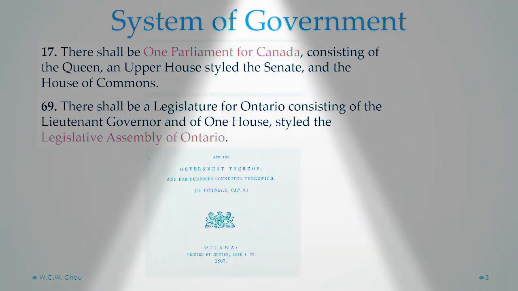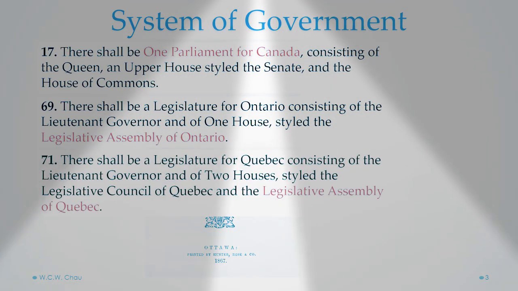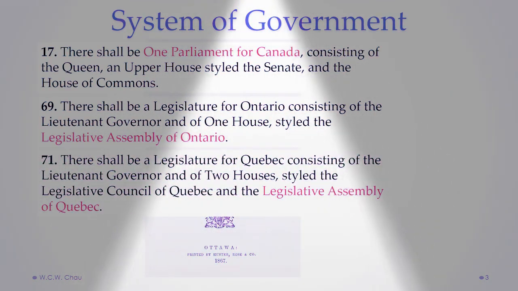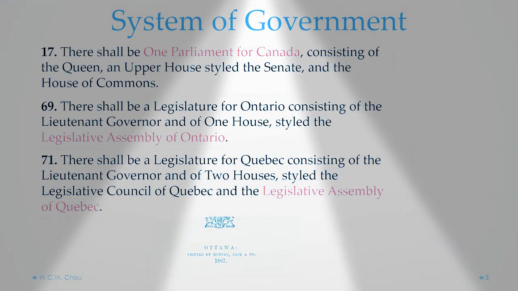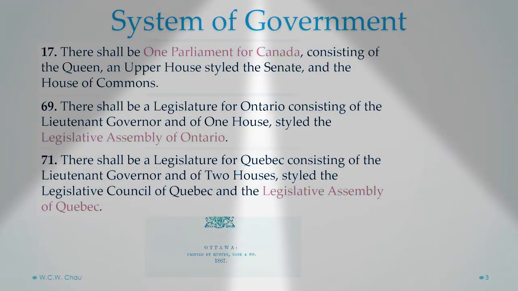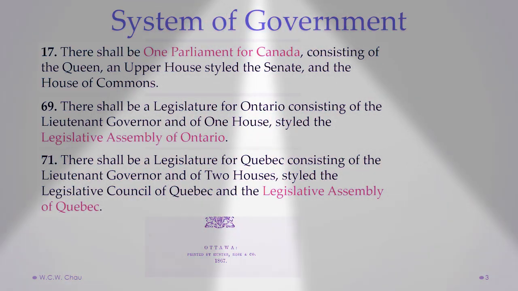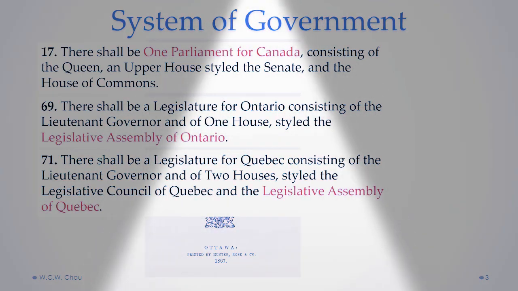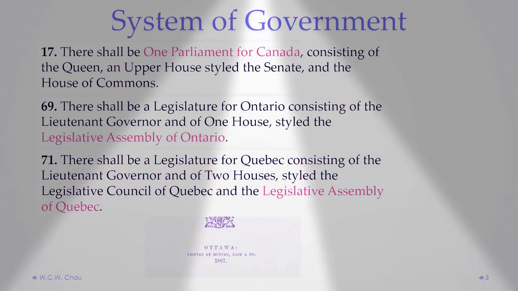It also creates legislative assemblies for each of the provinces. So a legislative assembly for Ontario, one for Quebec. You'll notice in the provision for Quebec, it also refers to a Legislative Council of Quebec. What that was, was the equivalent of a Senate for Quebec. Back in 1968, that Legislative Council was abolished, and as well, the name of the Legislative Assembly of Quebec was changed to the Quebec National Assembly.